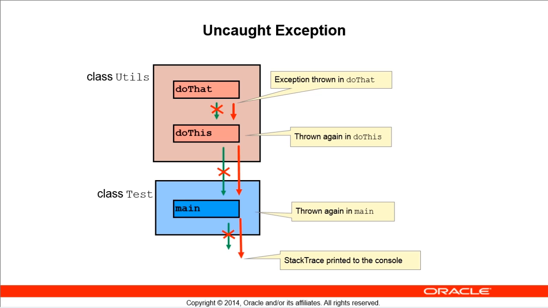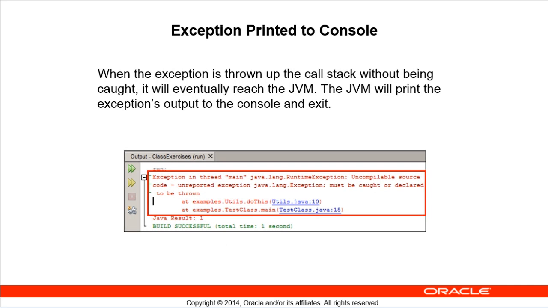This causes the program to exit, and the exception, plus a stack trace for the exception, is sent to the console. In this example, you can see what happens when the exception is thrown up the call stack all the way to the main method. This is very similar to an array index out of bounds exception. In both cases, the exception is displayed as a stack trace to the console.